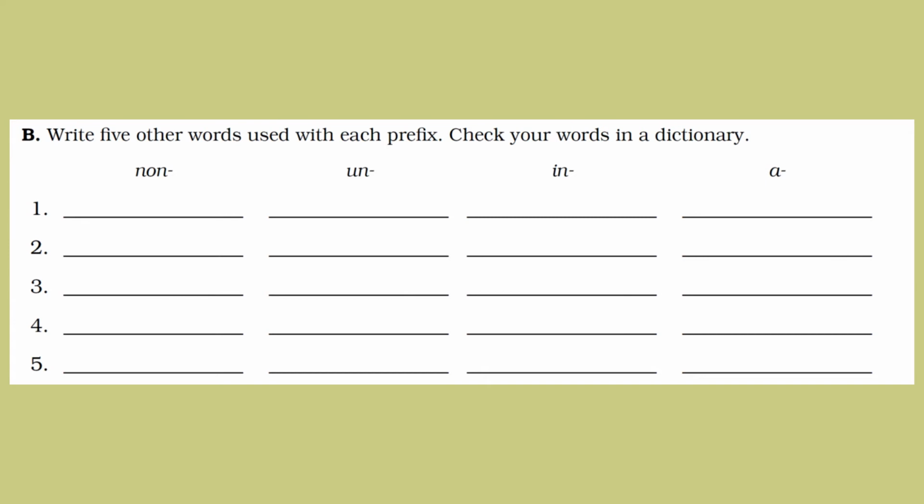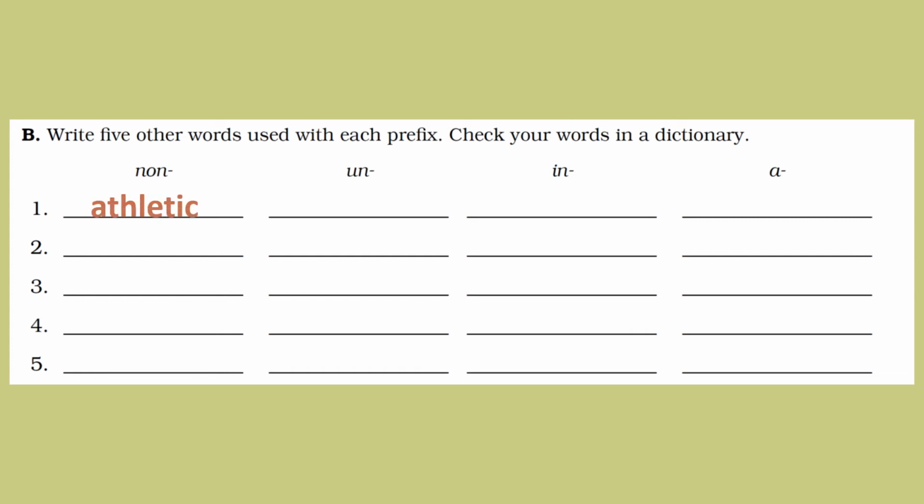All right. The second exercise. Write 5 other words used with each prefix. Check your words in a dictionary. So basically, you have to write 5 other words from the ones that we studied. In case you manage to write some of them, but you couldn't find the others, you can directly go check the dictionary and find them, then write them down. All right, let me show you some examples.